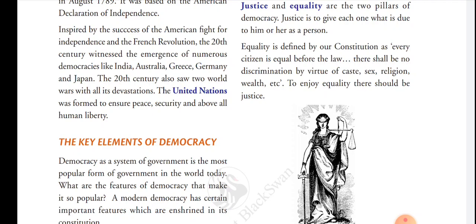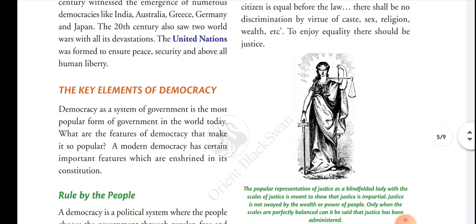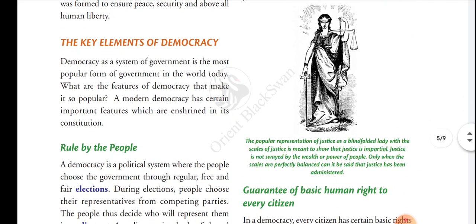There is no discrimination on the basis of caste, whether he is of higher caste or lower caste. Sex means whether he is male or female. And religion means there is no discrimination on the basis of religion. Means if the person belongs to Hindu, he does not get the favor of the party. No. Or the wealth means high standard family or low standard family. So there is no discrimination on the basis of these, and all are equal. So equality should be justice.